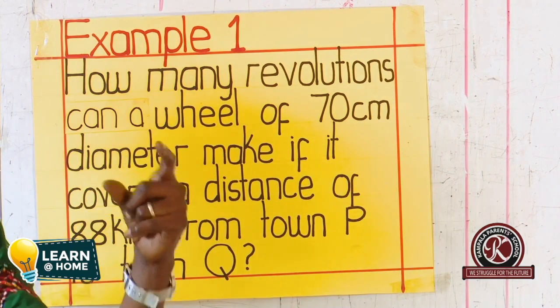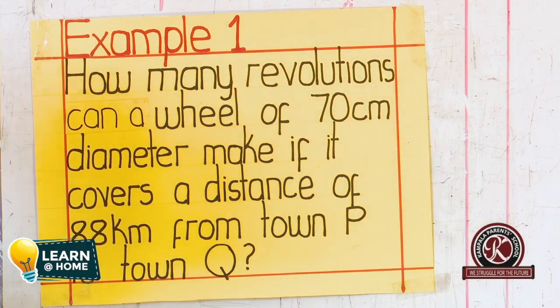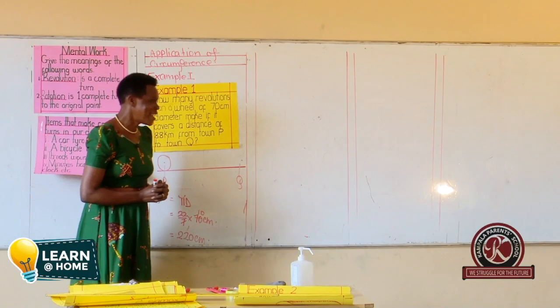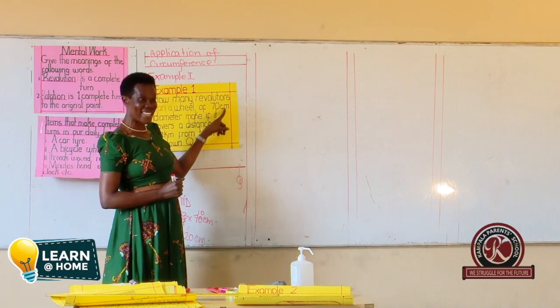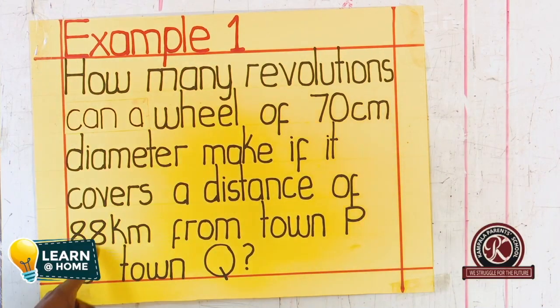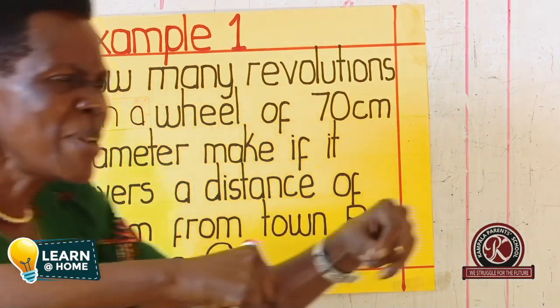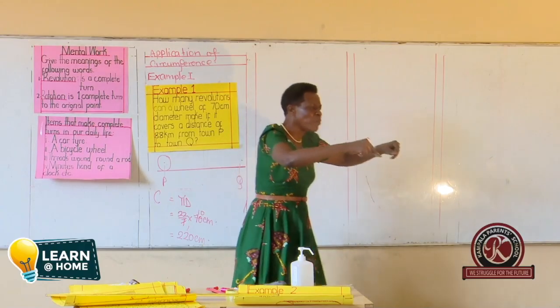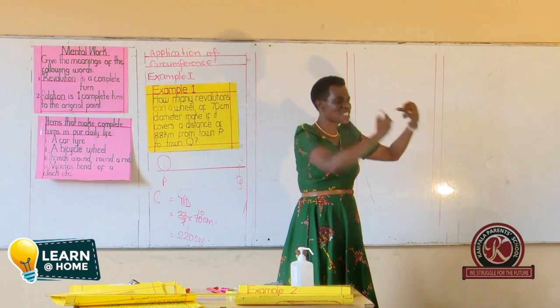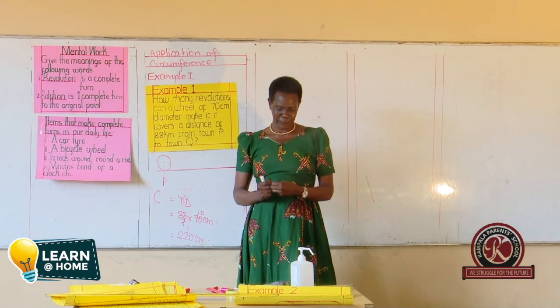There are two different units. Duncan has said there are two different units. We have the centimeters here, and then we have the kilometers. So how many centimeters are there in 1 kilometer? So that we change the kilometers to centimeters.